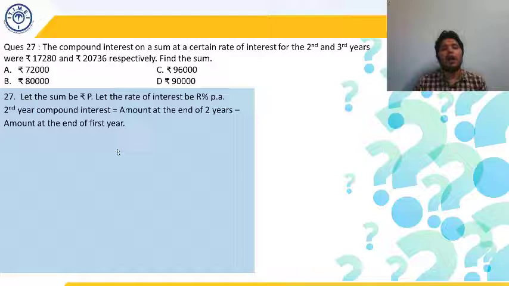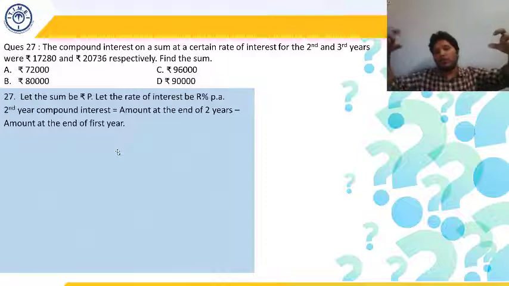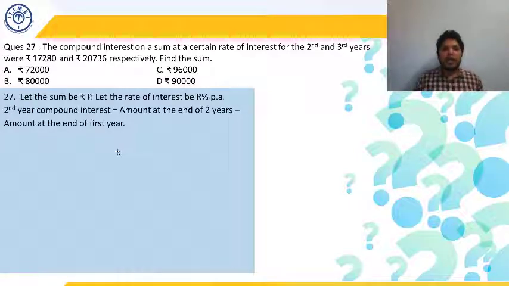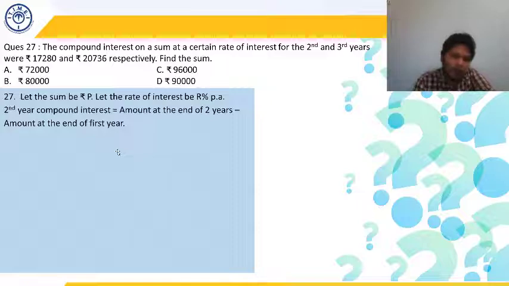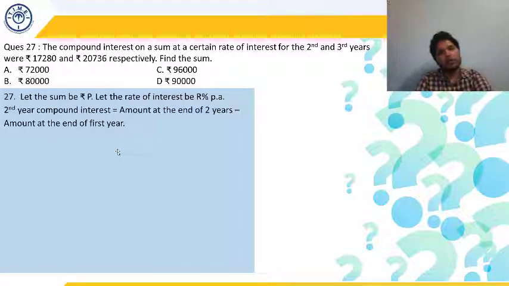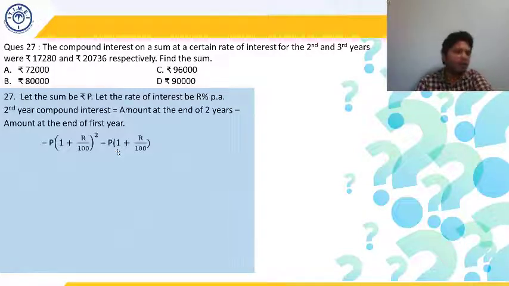It is going to be the amount at the end of 2 years minus the amount at the end of the first year. If I subtract the amount at the end of the first year from the amount at the end of 2 years, I'll be left only with the second year's interest, and that is all that is required. So what is the amount at the end of 2 years? It is P into (1 + R/100)^2. What is the amount at the end of the first year? It is P into (1 + R/100)^1.